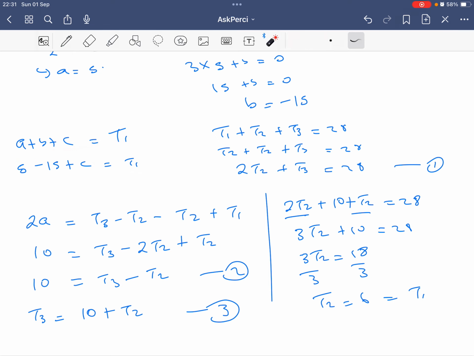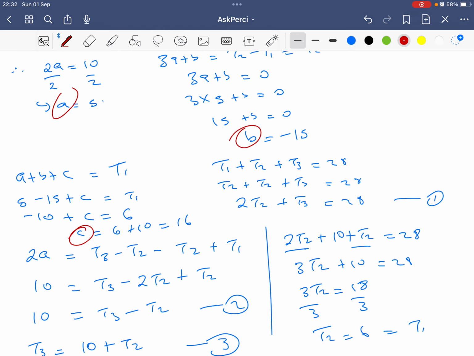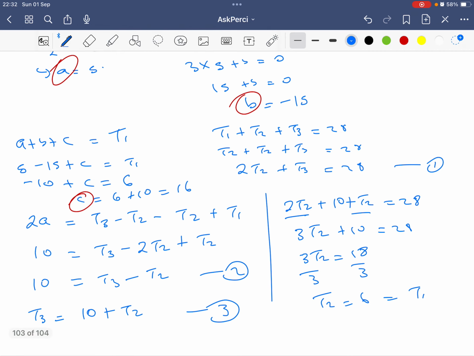Here we're solving for c, by the way. So you have 5 minus 15 is minus 10 plus c. t1 is 6. Great, now c is equal to 6 plus 10, which is equal to 16. So now we have c, we have b, we have a. Then we can write the general term of this equation, which is an squared plus bn plus c. And a is 5, so 5n squared. b is minus 15. And c is equal to 16.